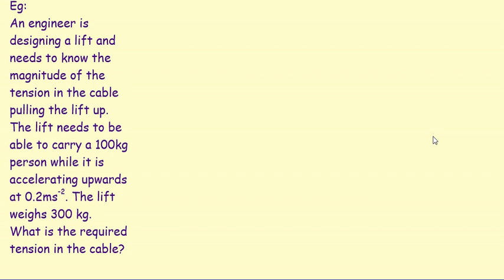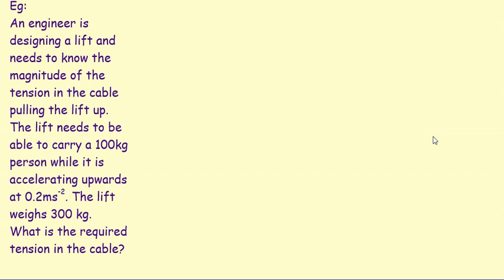Here we go. So an engineer is designing a lift and needs to know the magnitude of the tension in the cable pulling the lift up. The lift needs to be able to carry a 100-kilogram person while it's still accelerating upwards at 0.2 meters per second squared. The lift weighs 300 kilograms. What's the required tension in the cable? Now, of course, if you're designing it, you would need to know that value, and then you'd probably need to over-engineer it. But you would want to know the maximum likely tension that that cable is going to experience in order to engineer it properly.